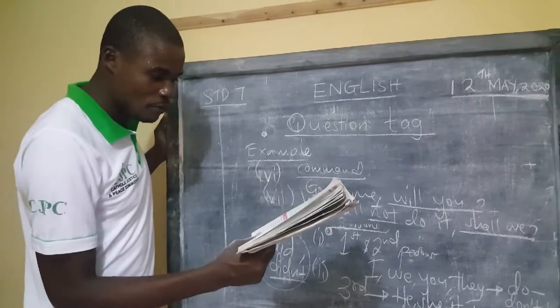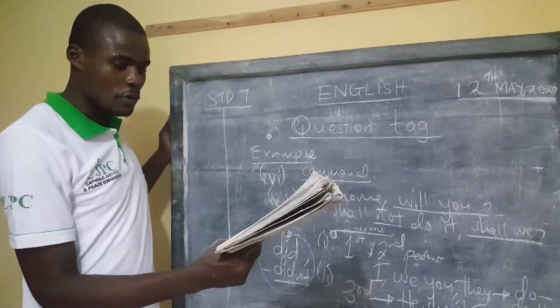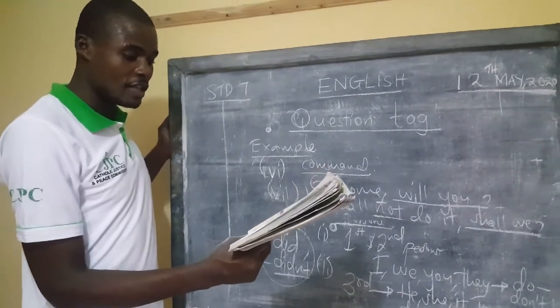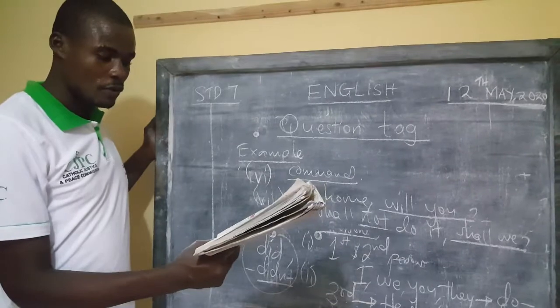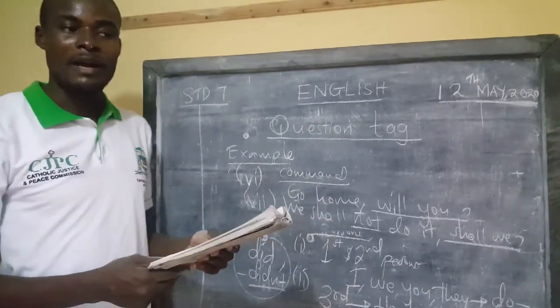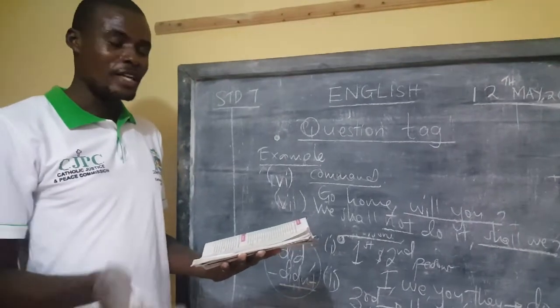The mother will come tomorrow. What do we say? We are saying it is in the positive. The mother will come tomorrow. Won't she? Becomes our question tag there. We just change will to won't.